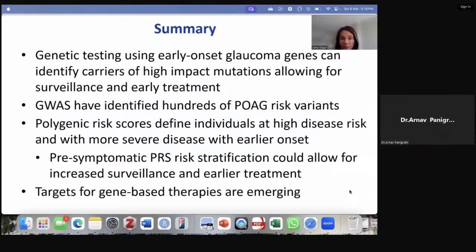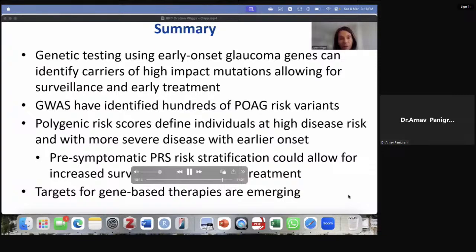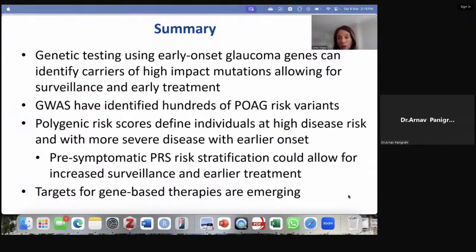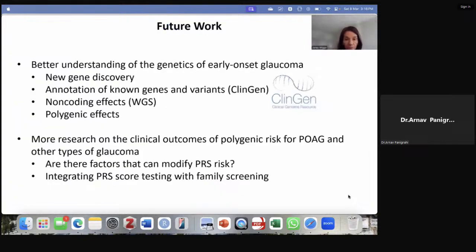To summarize, genetic testing using early onset glaucoma genes can identify carriers of high impact mutations, allowing for surveillance and early treatment. Genome-wide association studies have identified hundreds of POAG risk variants, and polygenic risk scores define individuals at high disease risk and with more severe disease with earlier onset. Pre-symptomatic polygenic risk stratification could allow for increased surveillance and earlier treatment of people with high genetic burden. And targets for gene-based therapies are emerging.